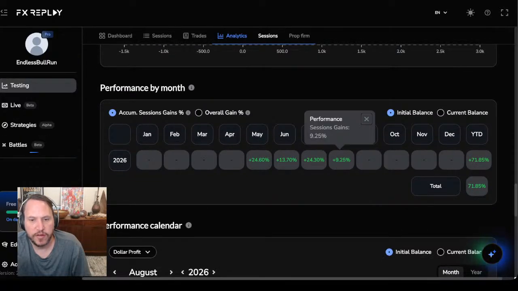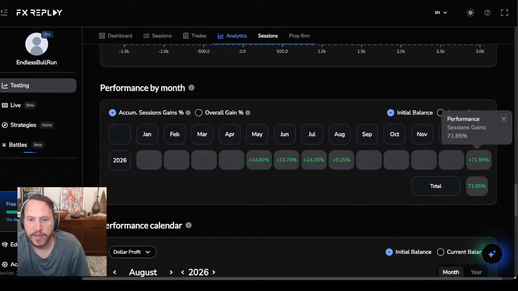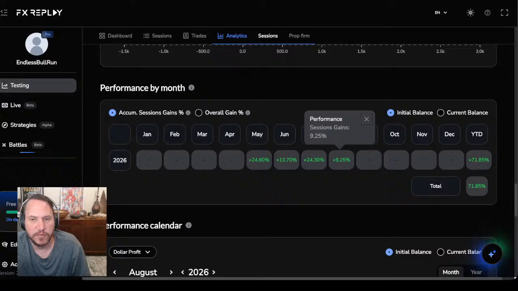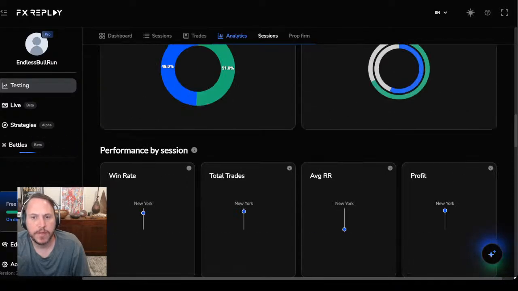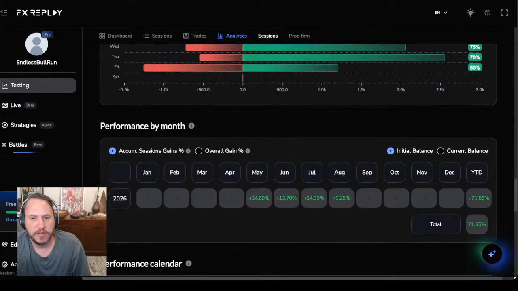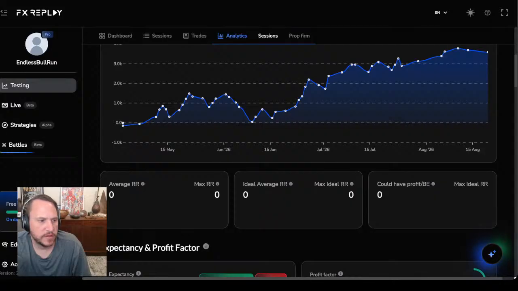Yeah, August only grew 9%, but we still have half the month left. And as we've noticed, the end of the months are usually better. Grew at 72%. I thought August was going to be way better than that. Oh, but yeah. It makes sense.